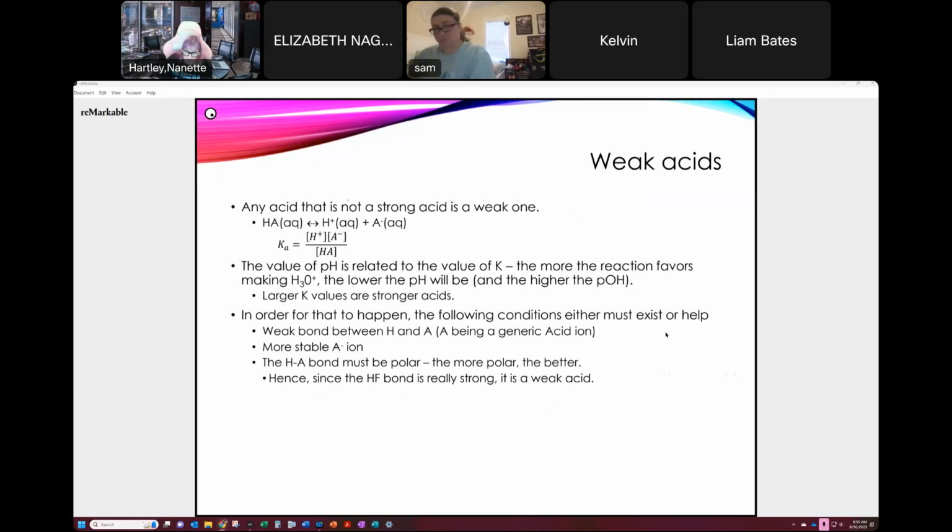We also have a whole bunch of other Ks that we can talk about. There's a Ka, there's a Kb for base. We'll talk about that a little bit later. There's Kw, which we talked about for the autoionization of water. There's a Kc, which is for concentrations for equilibriums. There's a Kp, which is for pressures in gases.